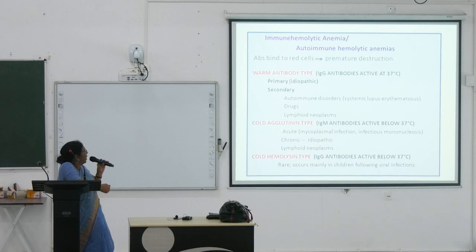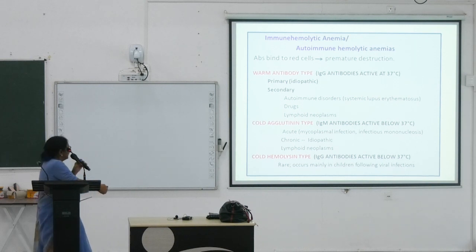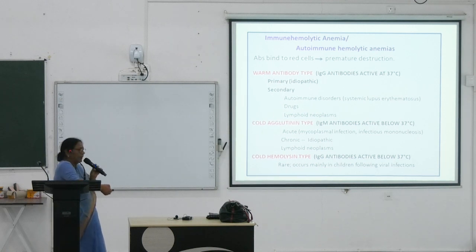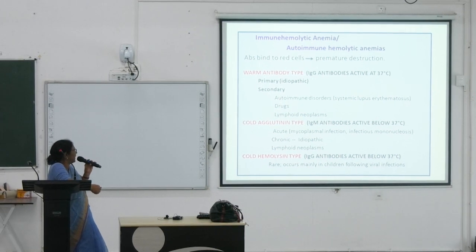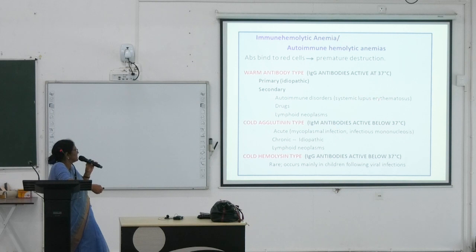Here the antibodies or complement bind to the red cells and there is premature destruction of the RBCs. We know they are either phagocytosed or destroyed. Now these antibodies may be of three types. It may be warm antibody, which is active at 37 degrees or higher temperature, and it may be either primary or secondary. In secondary cases, we have autoimmune disorders, drugs and lymphoid neoplasms. Autoimmune disease means systemic lupus erythematosus, SLE, etc.